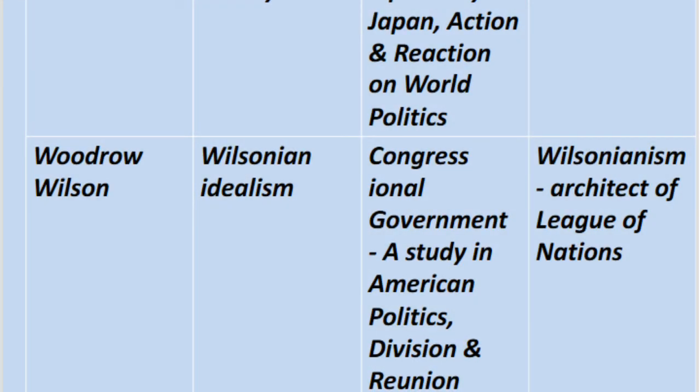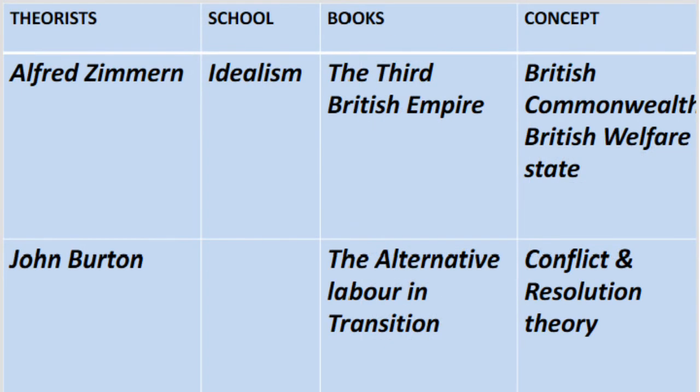The next one is Alfred Zimmern. Alfred Zimmern is an idealist. His important book is The Third British Empire. Important concepts are related to the British Commonwealth, British Empire and the welfare state. The next one is John Burton. His important book is The Alternative: Labour in Transition. Important concept is conflict resolution theory.